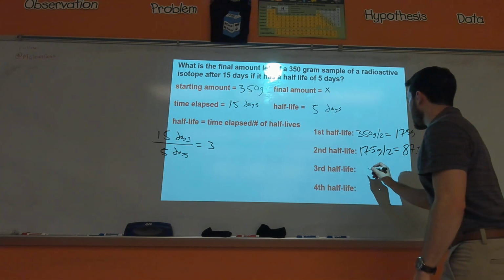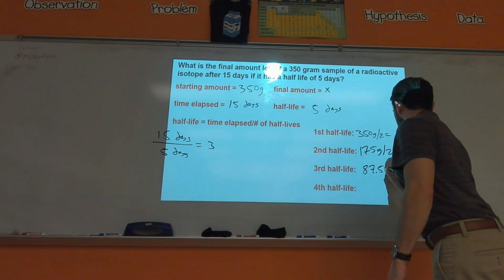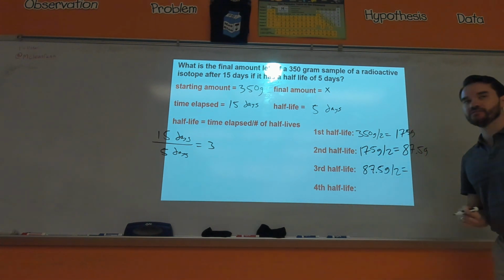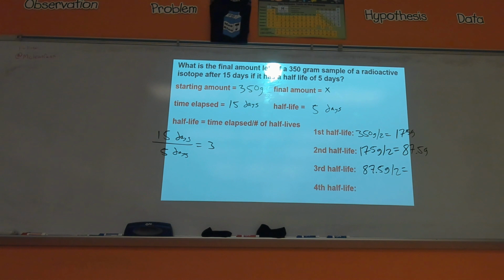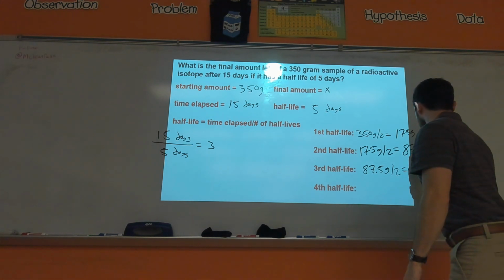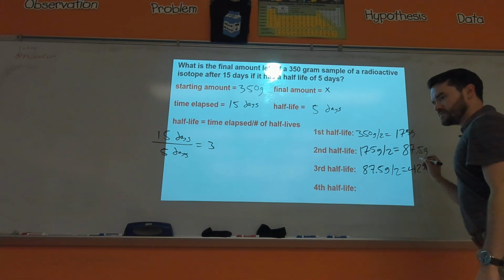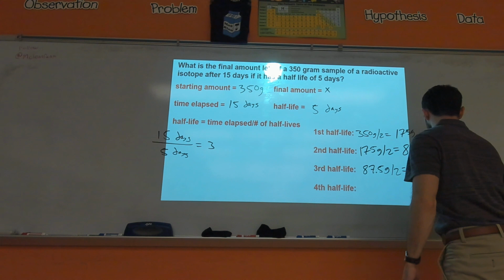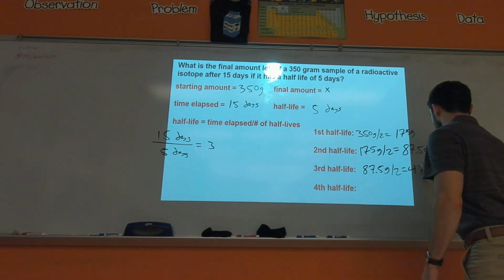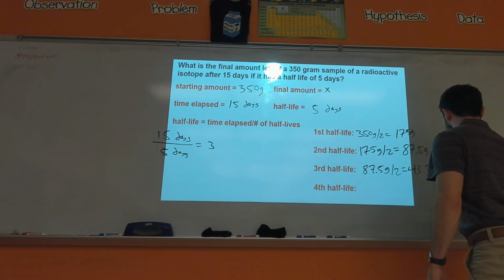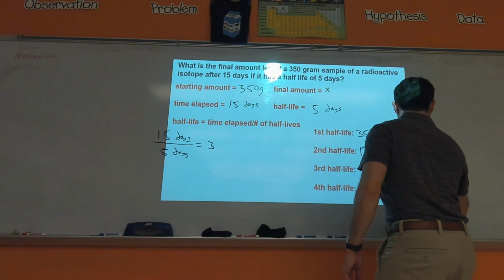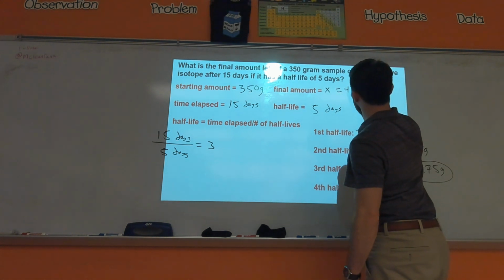So after 3 half-lives, what do we have? 43.75 grams. So that would be your answer. That would be your final amount.